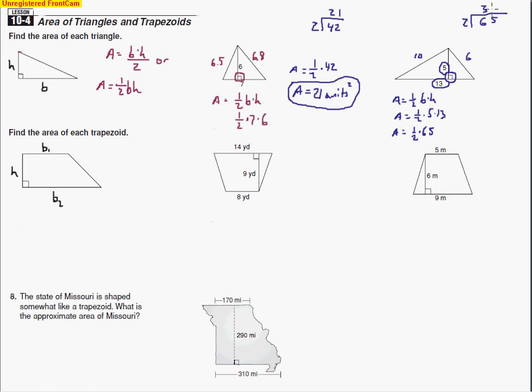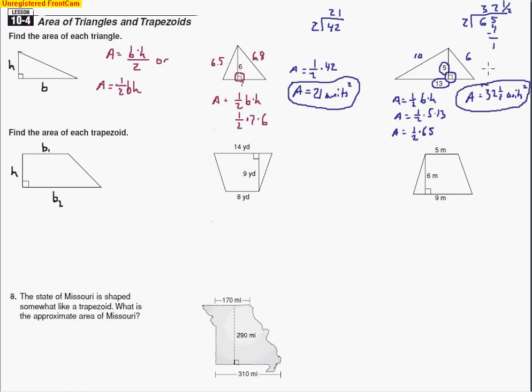2 goes into 5 2 times with 1 left over. And so we can say the area is 32 and 1/2. So area equals 32 and 1/2 units squared. And that would be our answer.